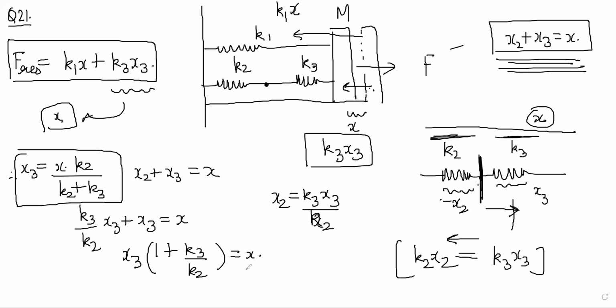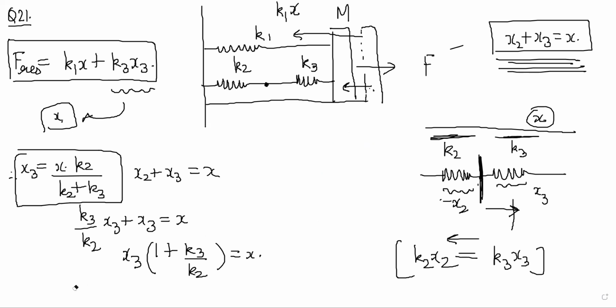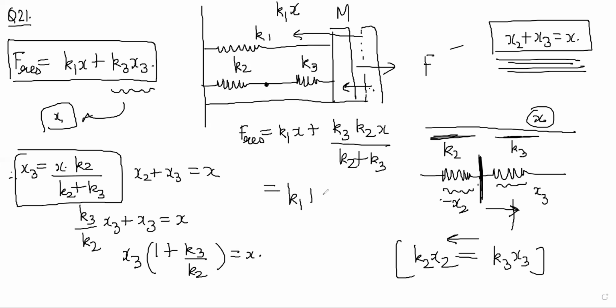So therefore, your F restoring is becoming K1X plus K3, and X3 is K2X by K2 plus K3. Now you are getting that formula that you have used.